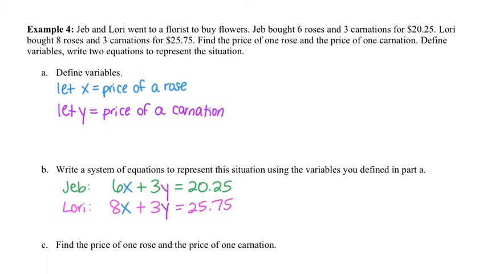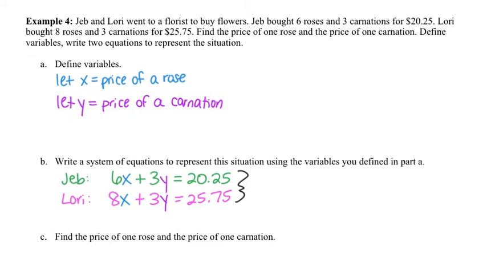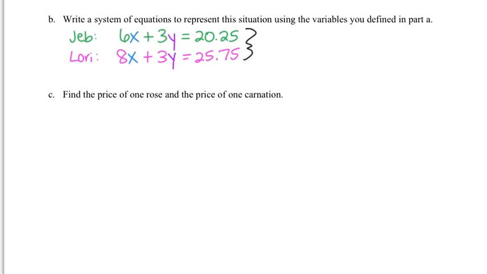All right, now we've got our system of equations that we can solve. And notice how nicely it's set up for elimination because they both bought the same number of carnations. So let's go ahead and solve it. Now, we can't just add them together here because nothing's going to eliminate. We want one of these 3y's to be a negative 3y. So let's take one of the equations and multiply it by negative 1. So I'm going to go ahead and number my equations here. And then let's go ahead and take Jeb's and multiply it by negative 1. So I'm going to take that top equation and multiply it by negative 1.